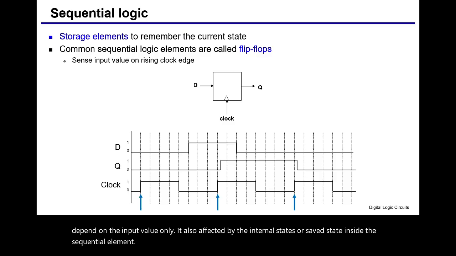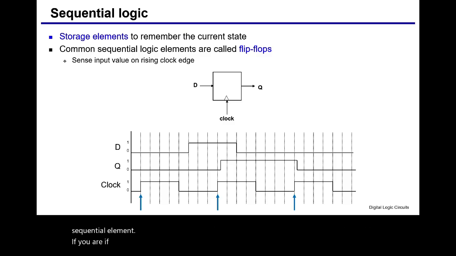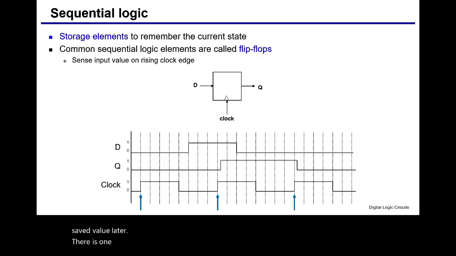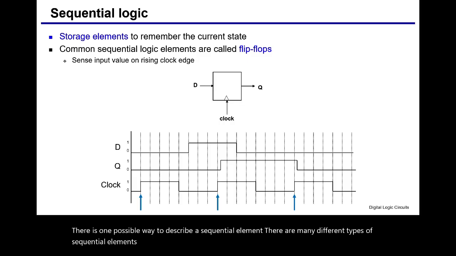If you get confused by this explanation, a more direct or strict explanation of sequential logic is some kind of memory that saves a value, and we can use the saved value later. That is one possible way to describe a sequential element. There are many different types of sequential elements in digital logic circuits, but we are mainly dealing with only one type of sequential element in this class, that is the flip-flop.